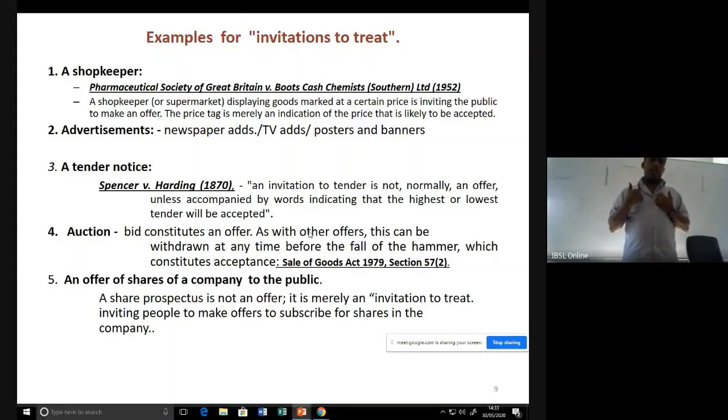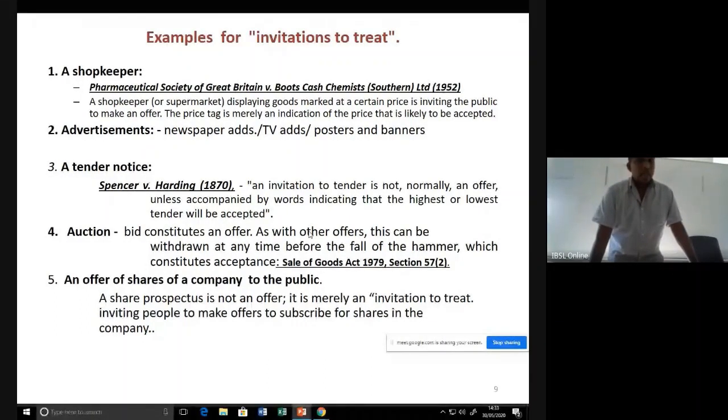If I am the auctioneer, I receive bids, that is offers, from the audience, from the crowd. I can accept any one of these offers. So the participants in auctions are the offerors. I am the offeree. So you have to remember, bidding in an auction is the offer. The notice of auction is not an offer, so it cannot be accepted.